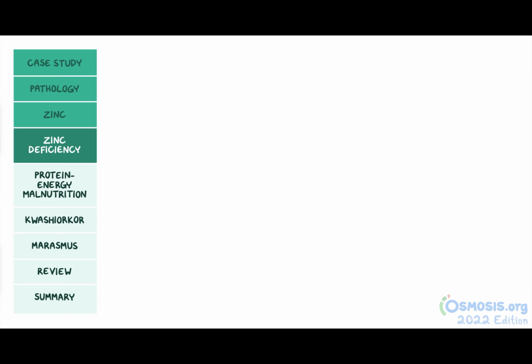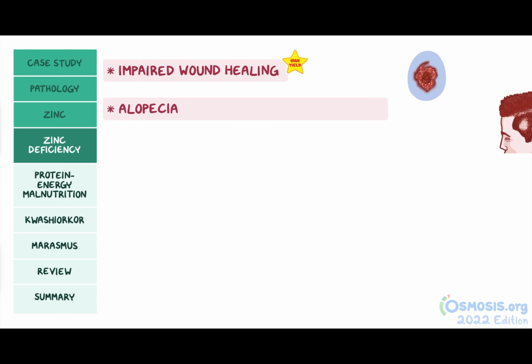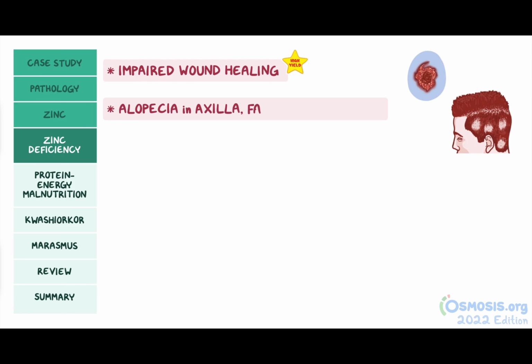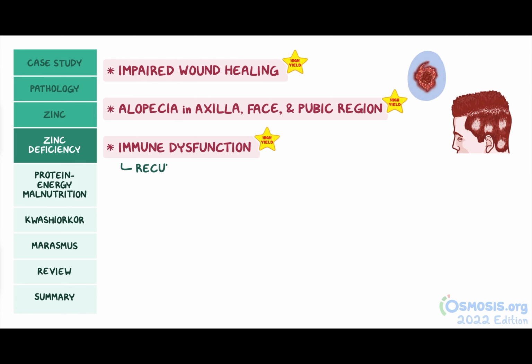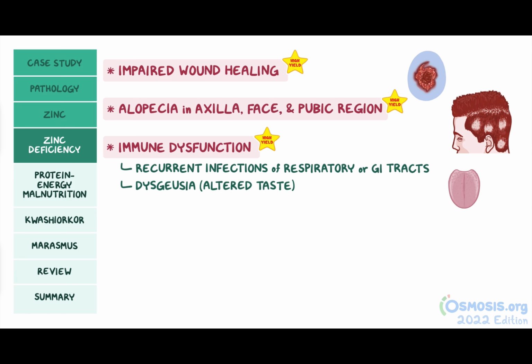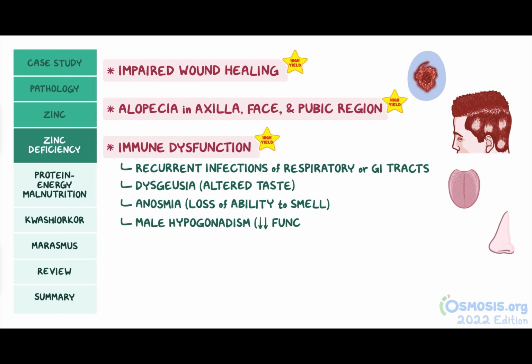Symptoms of zinc deficiency include impaired wound healing, alopecia, or thin and sparse hair in the axilla, face, and pubic region, and immune dysfunction, which may lead to recurrent infections of the respiratory or gastrointestinal tracts. This is often accompanied by dysgeusia, or an altered sense of taste, anosmia, or loss of the ability to smell, and male hypogonadism, meaning a diminished function of the testes, which results in decreased synthesis of testosterone and may manifest as delayed puberty.